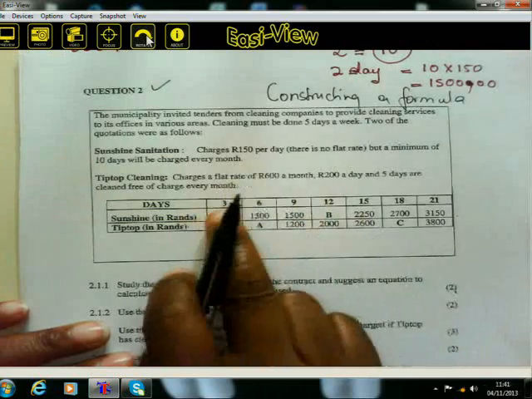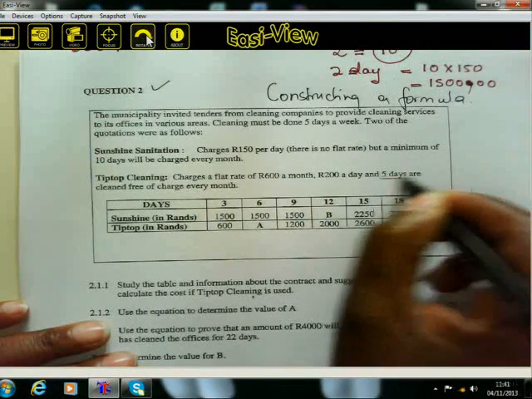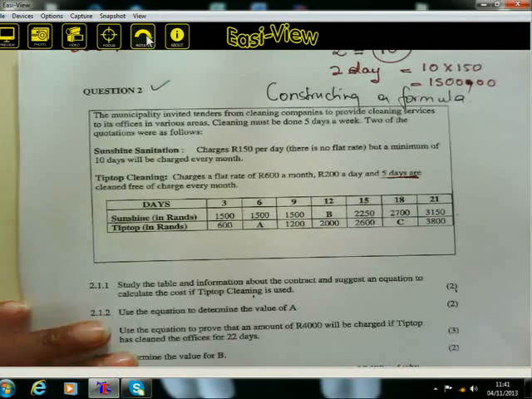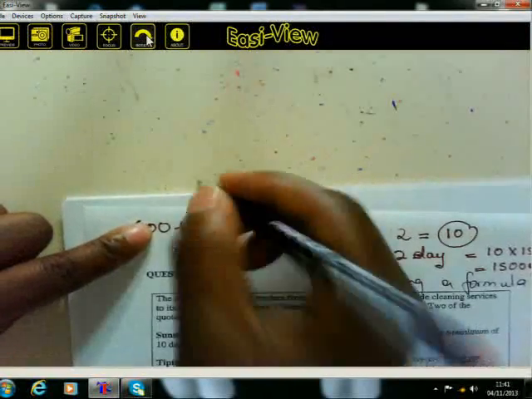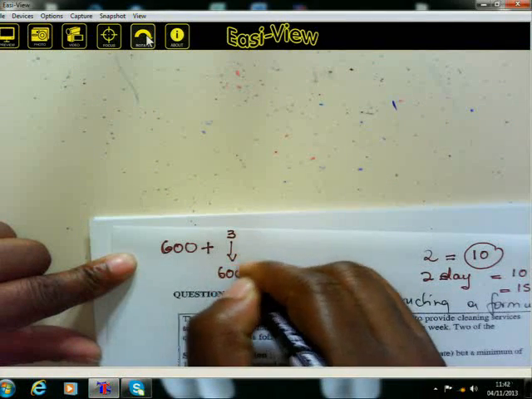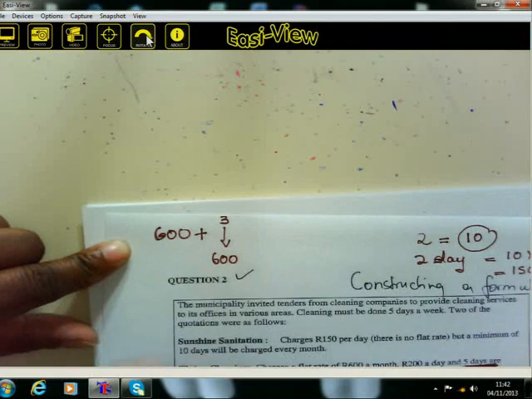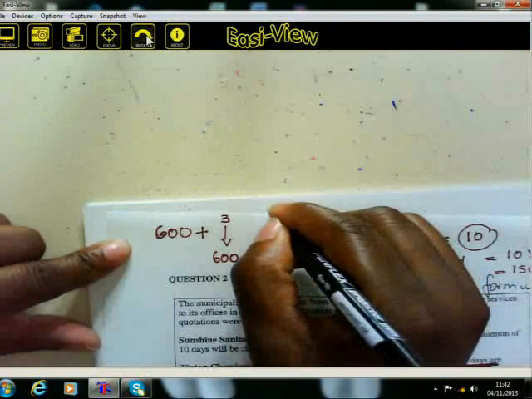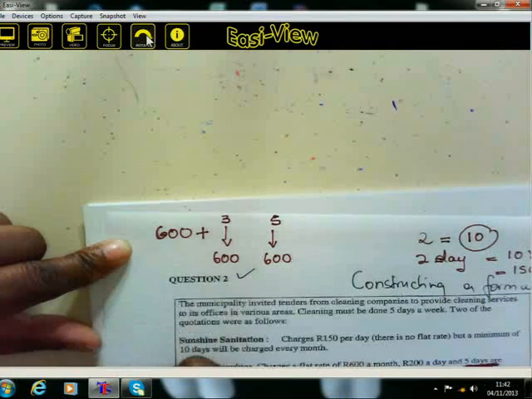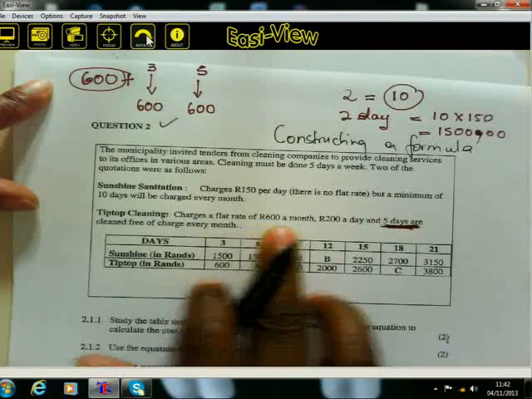If maybe they work for 3 days, because they are saying 5 days will be cleaned for free every month, which means this company will pay only 600 rand if those people come and clean for 3 days. If they clean for, let's say, 5 days, they will still pay only 600 rand, because remember there is a minimum payment, a flat rate of 600 rand per month.